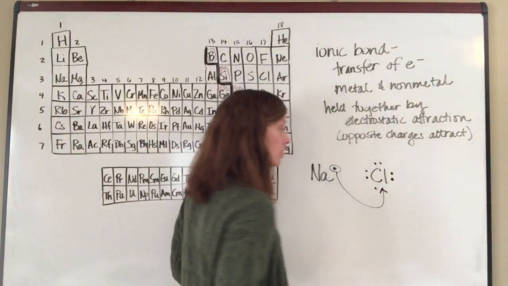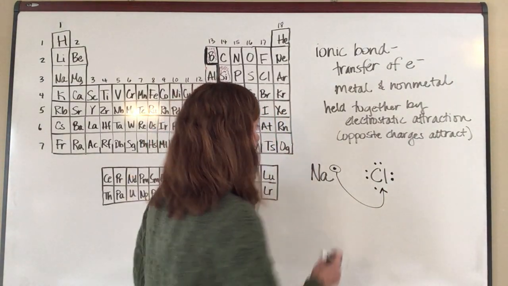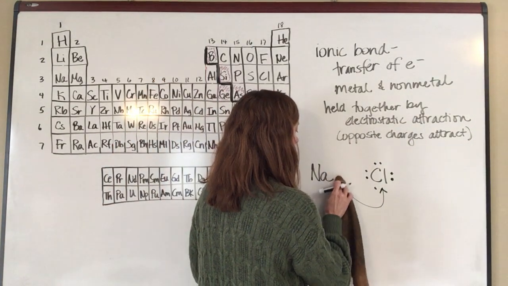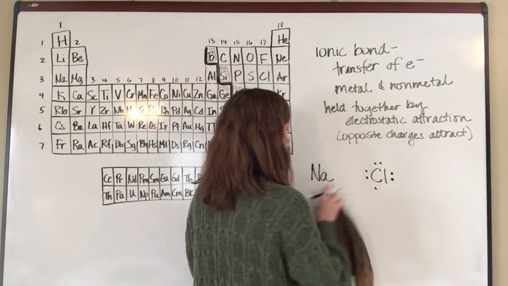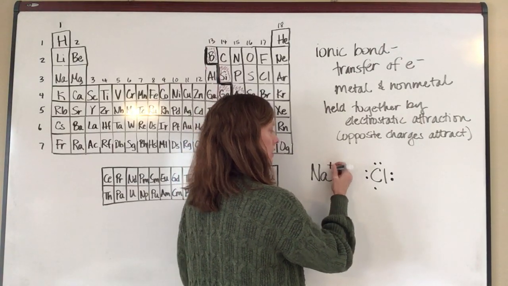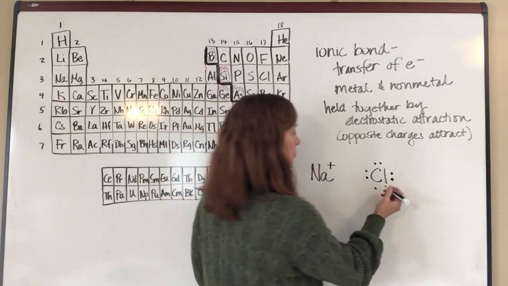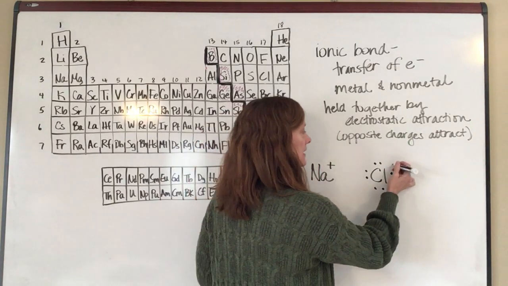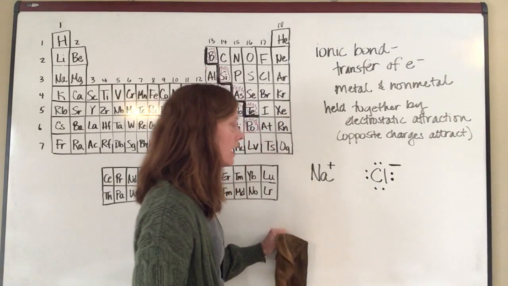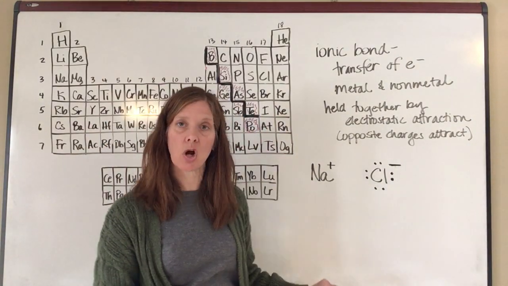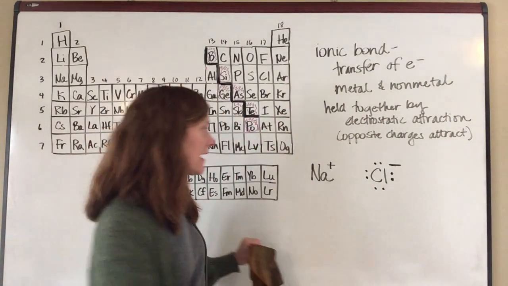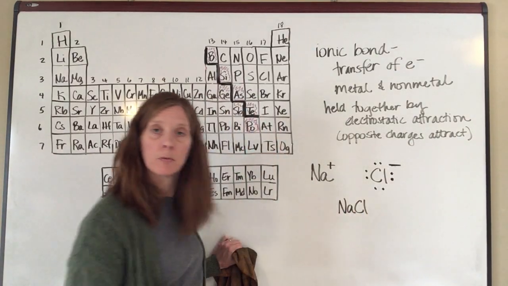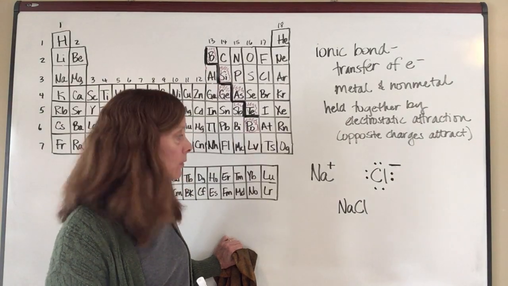And so it goes over here like that, and then once that happens, sodium no longer has its electron and it has a positive charge. Chlorine now has another electron that it just gained from the sodium, and it has a negative charge, and so now the positive and the negative charges attract each other, and I have a compound made up of one atom of sodium and one atom of chlorine. Okay, see how that works?